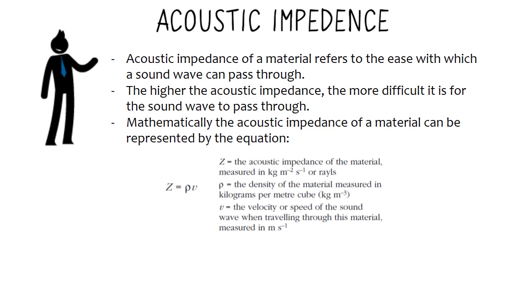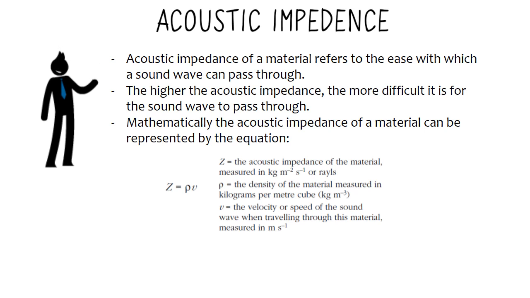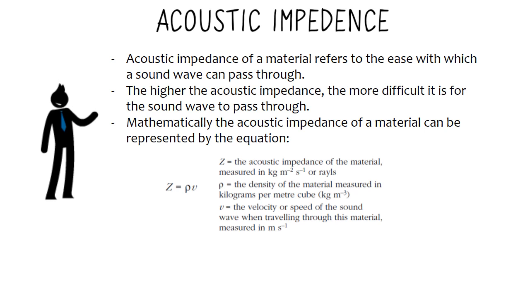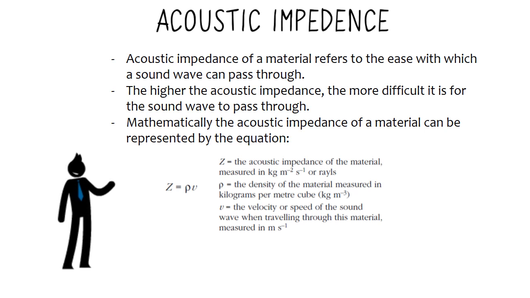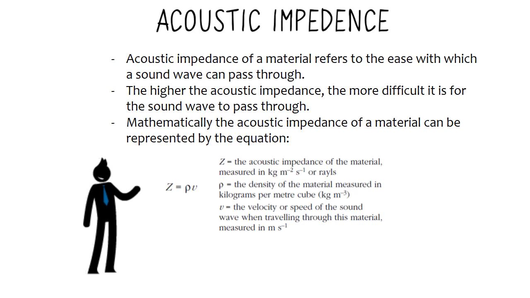Acoustic impedance of a material refers to the ease with which a sound wave can pass through it. The higher the acoustic impedance, the more difficult it is for the sound wave to pass through, and this can be shown mathematically by the equation Z equals ρv.